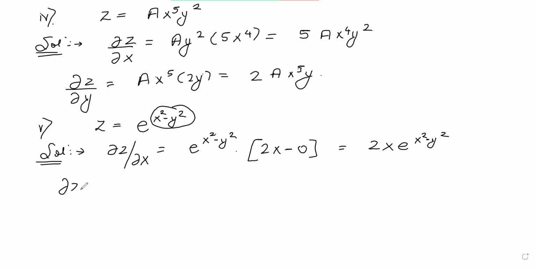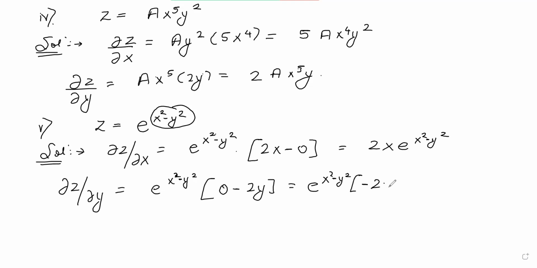If I work out del z by del y, again the derivative of e to the power (x square minus y square) is e to the power (x square minus y square) times the internal derivative of (x square minus y square) with respect to y, where I treat x as a constant. The derivative of x square is 0, minus the derivative of y square, which is 2y. So I get e to the power (x square minus y square) times minus 2y, which comes out as minus 2y e to the power (x square minus y square).